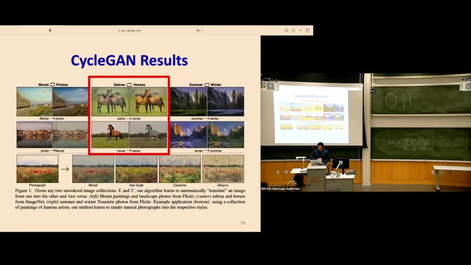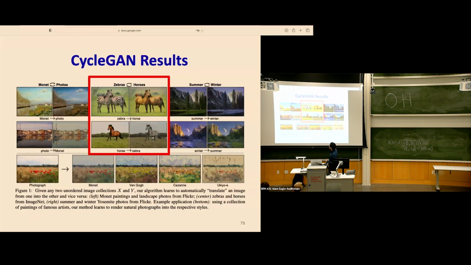All right, so before we get into the equations and everything, these are some of the results of CycleGANs. You can see that you can really convert one class of image to another. So you have regular pictures. Let's look at that example on the top left. You have paintings from Monet, and then you want to convert them into regular pictures. You have a class of images and another class of images, and you're trying to convert them into each other.